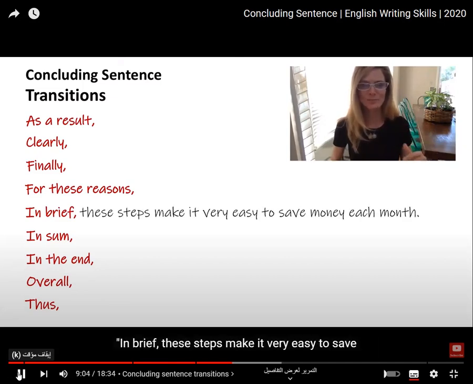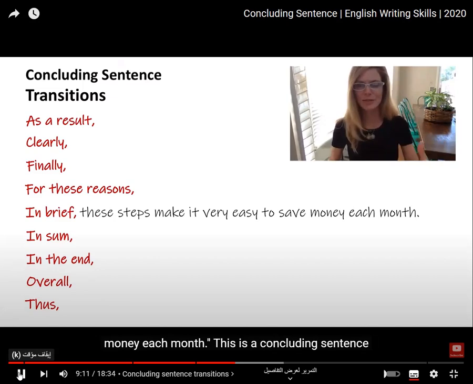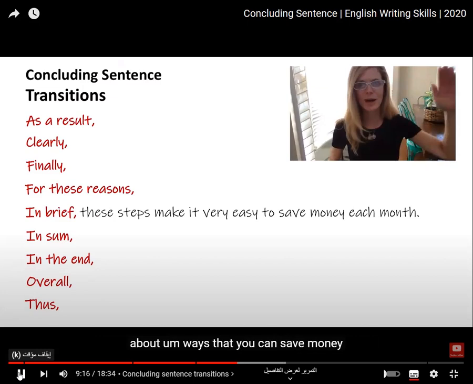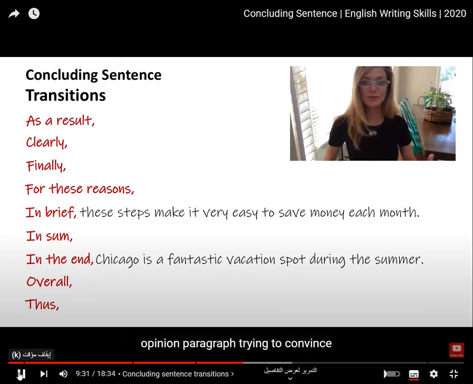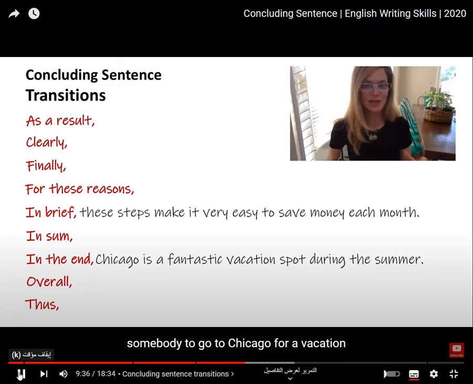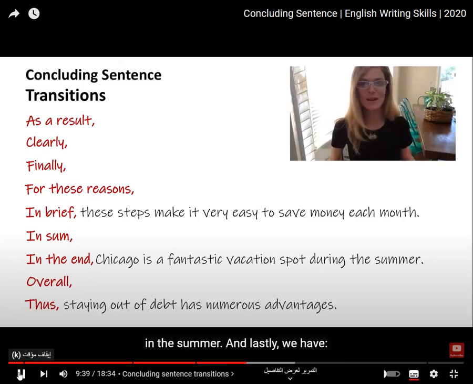For example, in brief, these steps make it very easy to save money each month. This is a concluding sentence, probably for a paragraph about ways that you can save money each month. Another one, in the end, Chicago is a fantastic vacation spot during the summer. So this paragraph was probably an opinion paragraph trying to convince somebody to go to Chicago for a vacation in the summer. And lastly, we have thus.